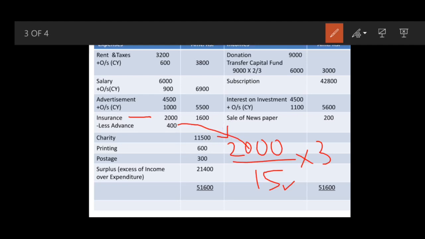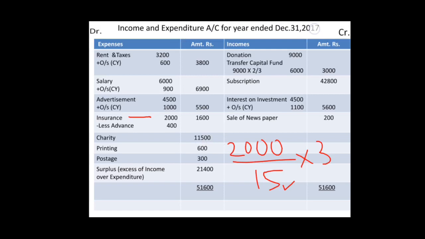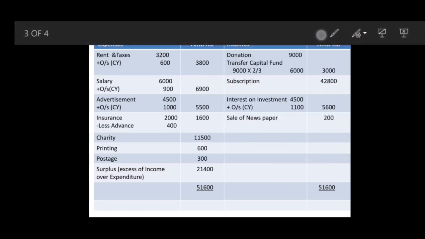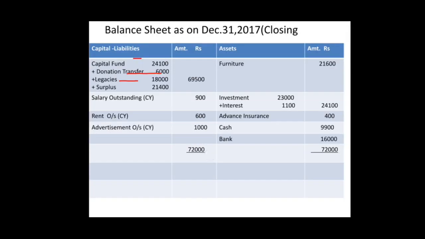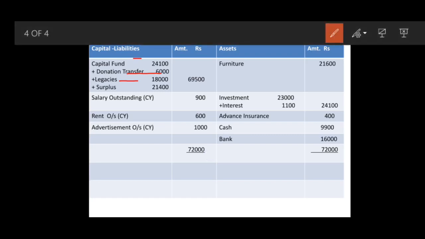So one effect will be in the income and expenditure, minus from insurance, and another effect will be in the balance sheet with insurance as an asset.